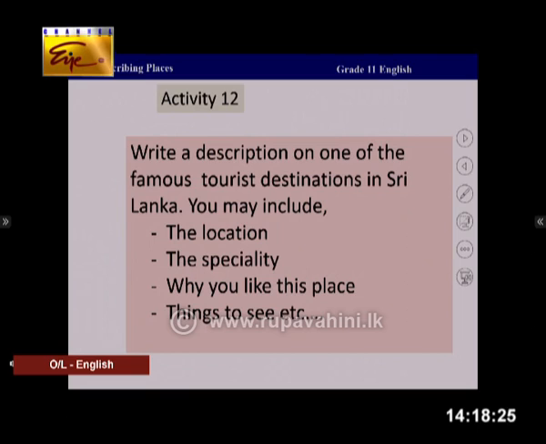Now it is the activity time. You can see this activity in your pupil's book. So open your pupil's book to page number 33. There in activity 12, you have this question. Here I'm not going to help you. You are going to write the paragraph describing any tourist destination on your own. You're going to organize your facts under these categories. Now this is your plan. The location, the specialty, why you like this place, and things to see.